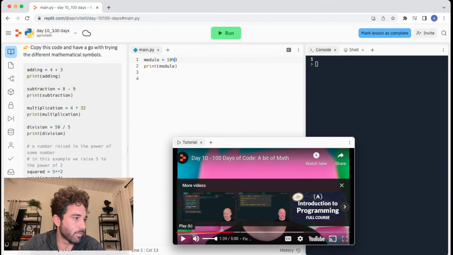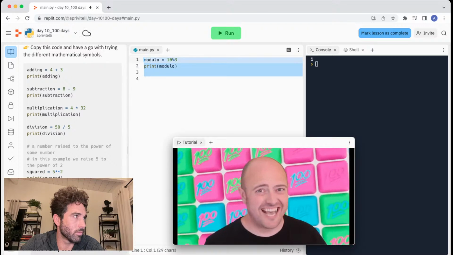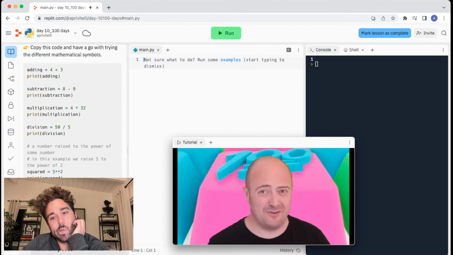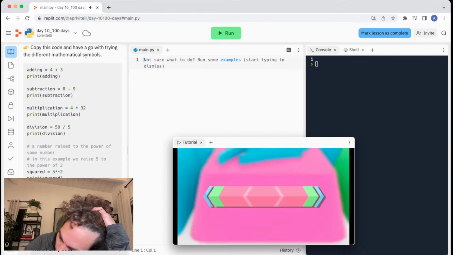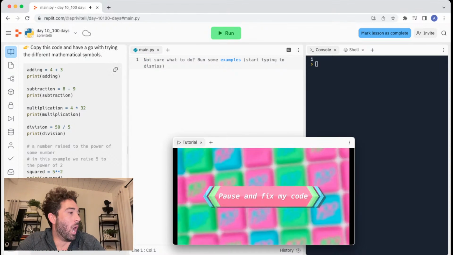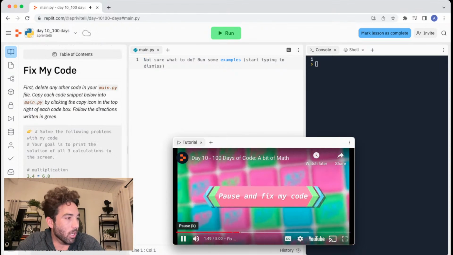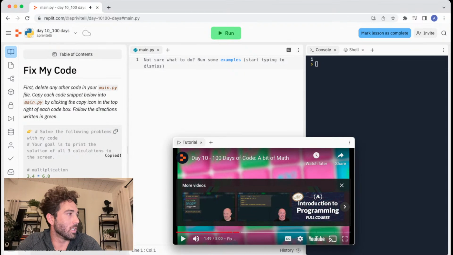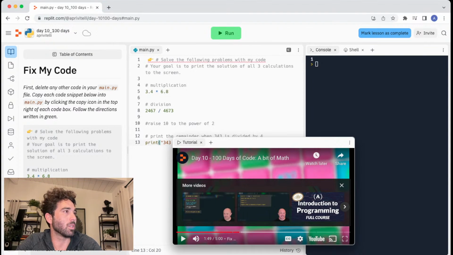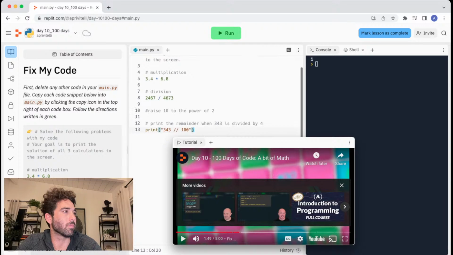Cool. If you want a challenge, once again, I've broken some code and put it there for you to please help me fix it. Fix my code. Firstly, copy each code snippet below by clicking the copy icon at the top. Solve the following part of my code. Your goal is to print the solution of all 3 calculations to the screen.